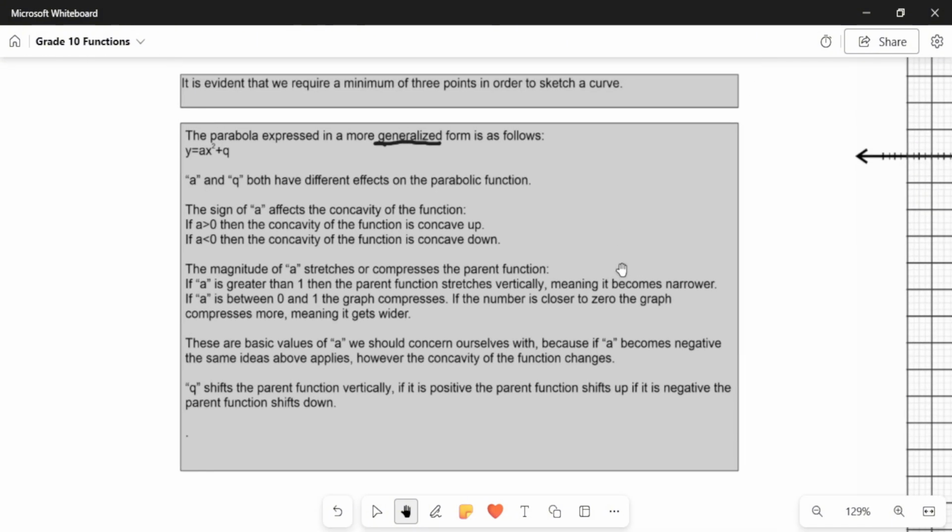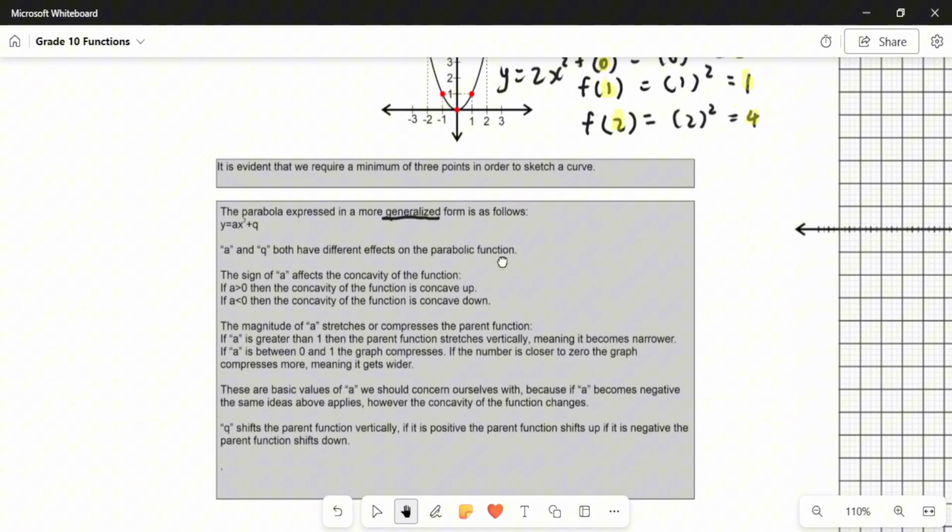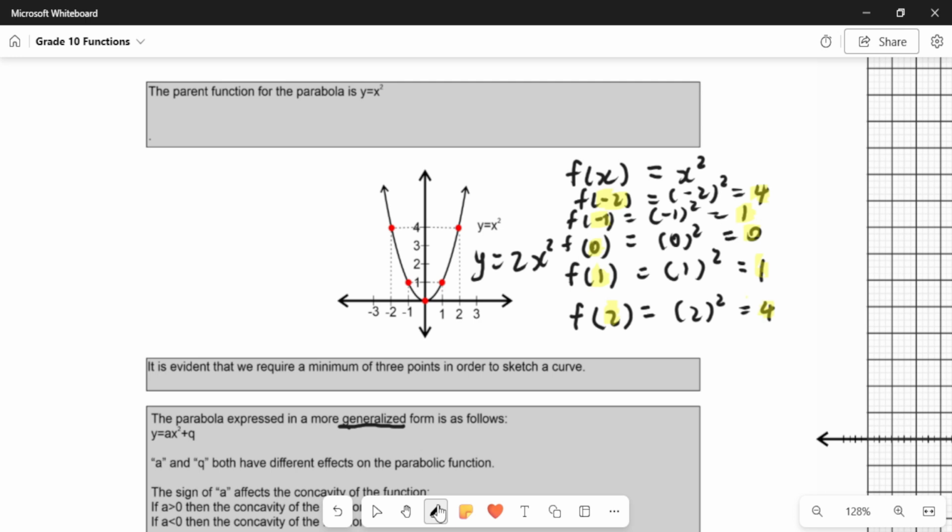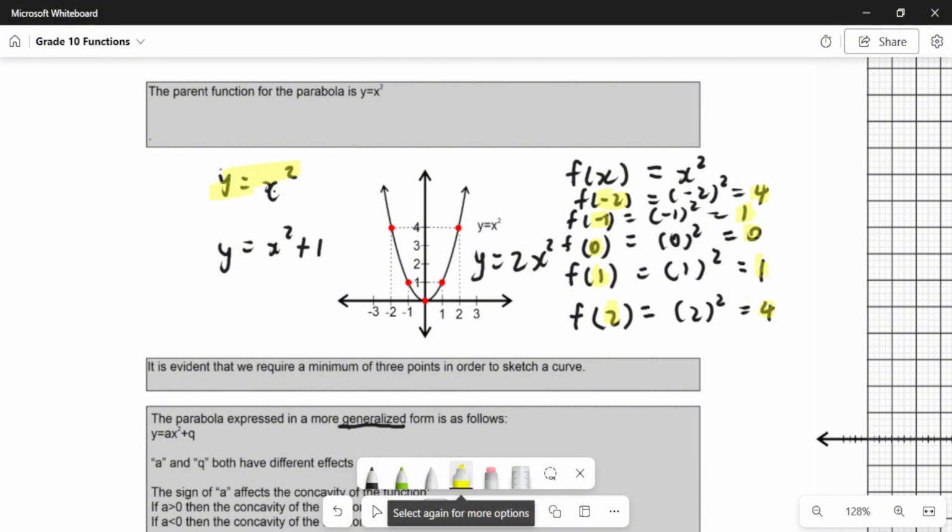Now, if you look at the effect of q, it basically shifts the function vertically. And so if I take this exact same example here, y equal to x squared, exactly as we discussed with the linear function, y is equal to x squared is the parent function, and if we just did y is equal to x squared plus 1, what we're doing in this function is adding 1 to the outputs of that function. So when this was 4, it was 4, but if we add 1, it becomes 5, right?